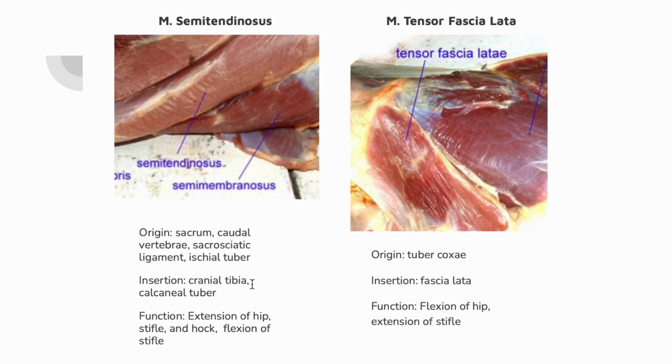And so then we have the tensor fascia lata, and this muscle is the flexor of the hip. Its origin is the tuber coxae, insertion, fascia lata, and as mentioned before, function is flexion of the hip, but also the extension of the stifle.